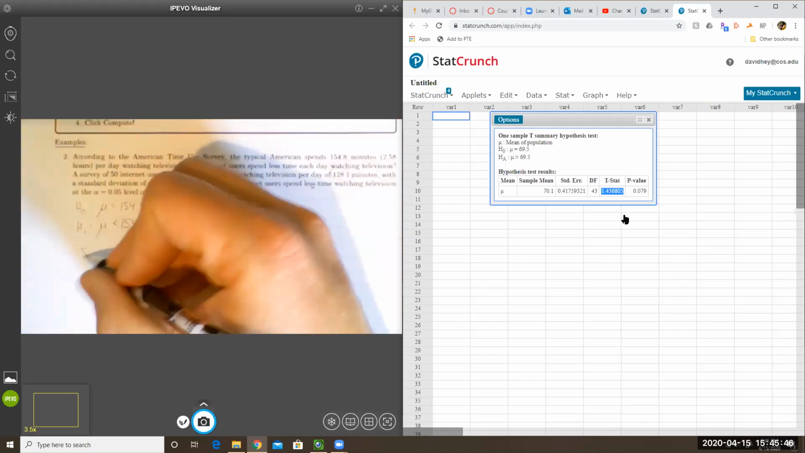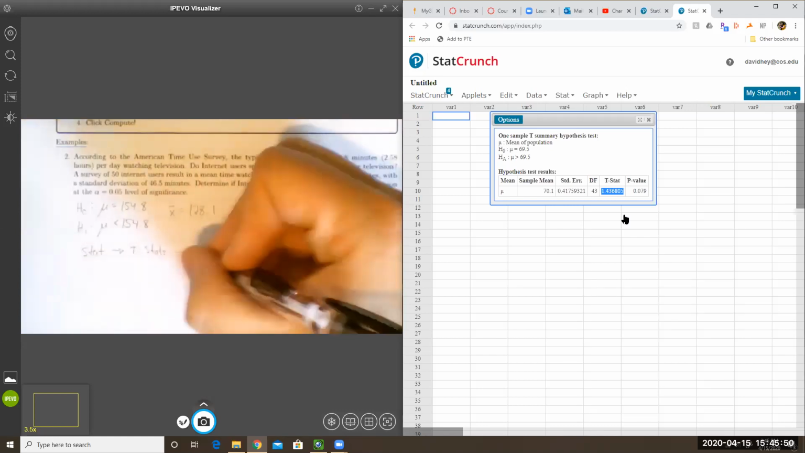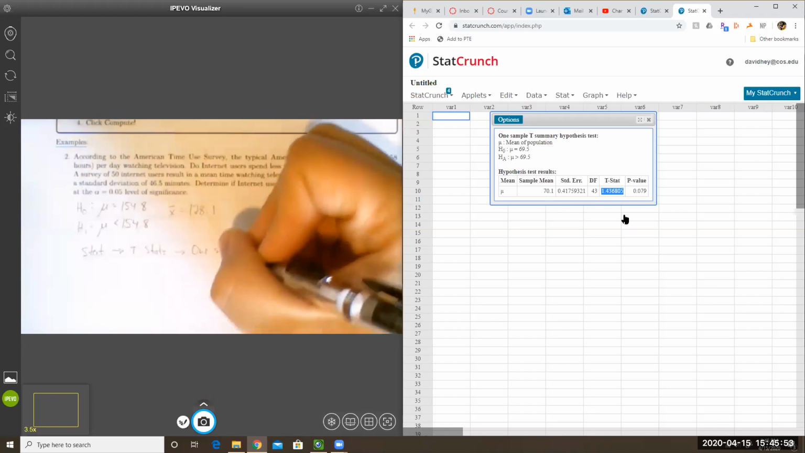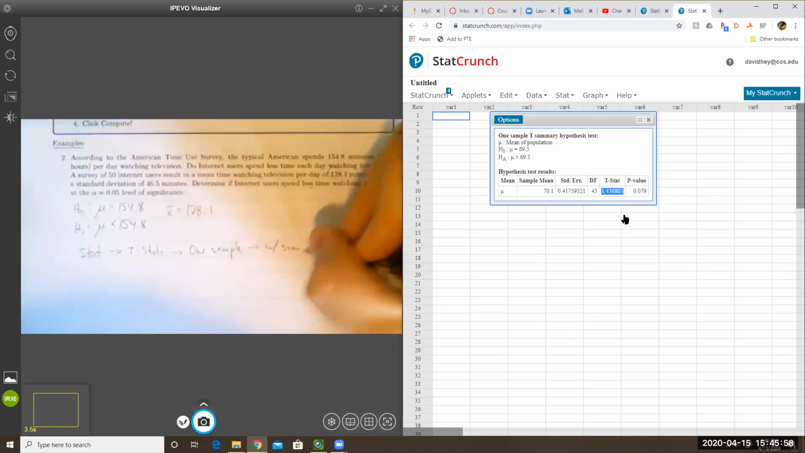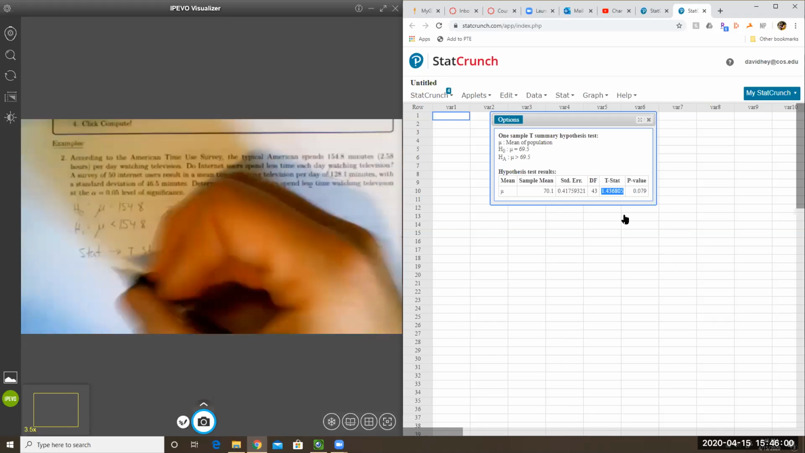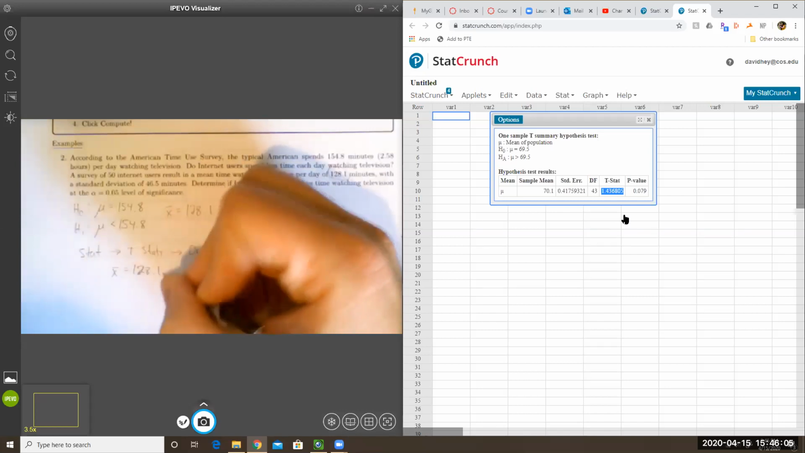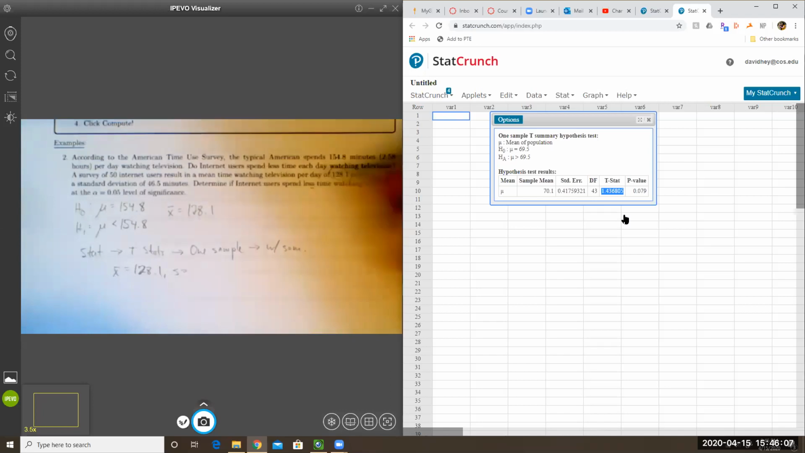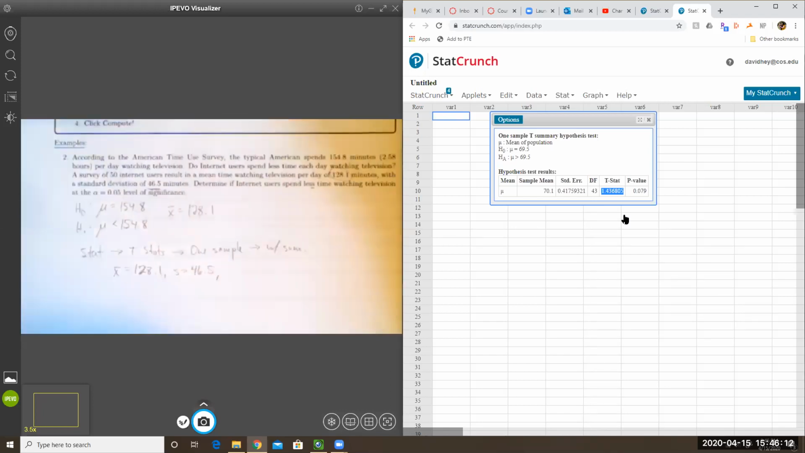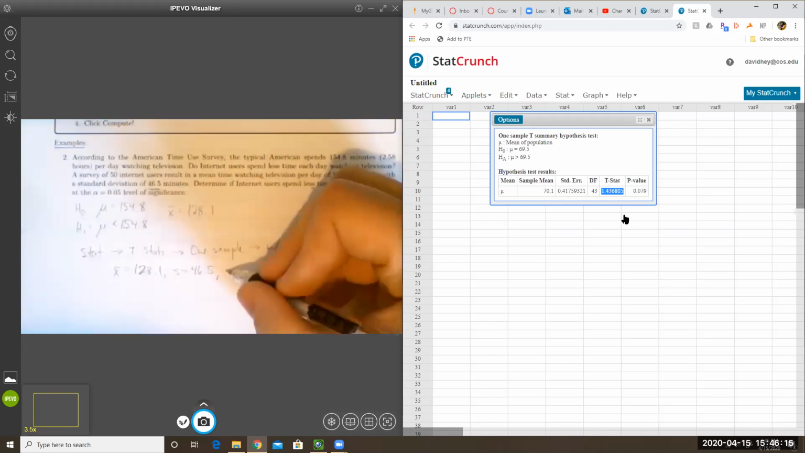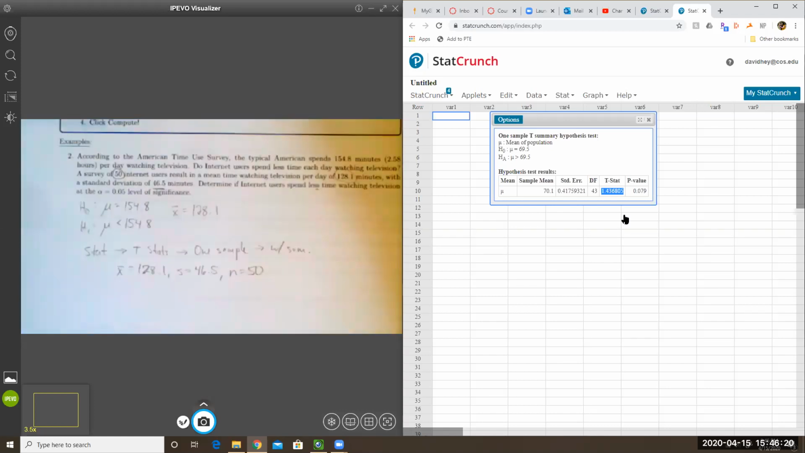We're going to go to Stat, T Stats, One Sample, with Summary. Then we're going to tell StatCrunch that the mean is 128.1. The standard deviation is 46.5. And the sample size is 50. Let's see what we get.